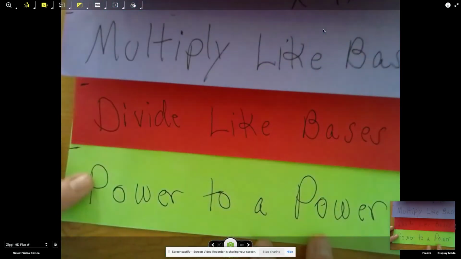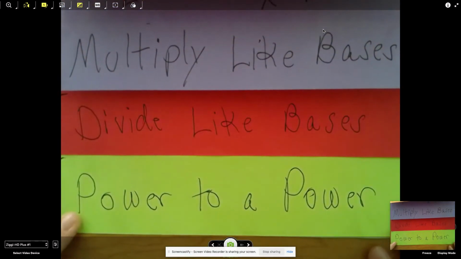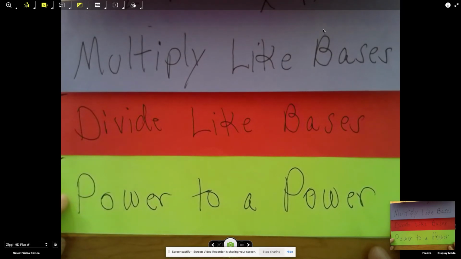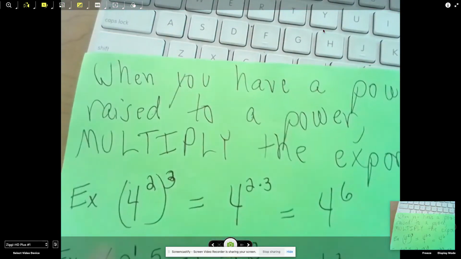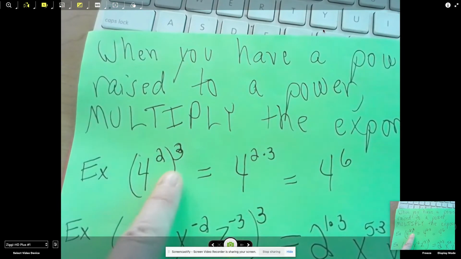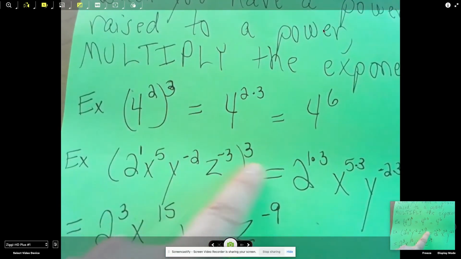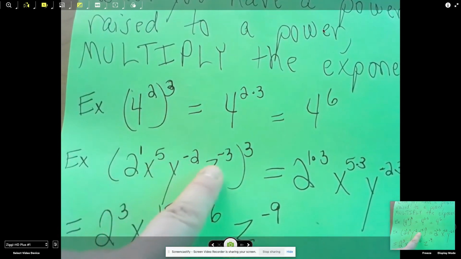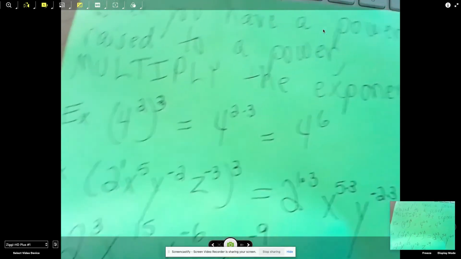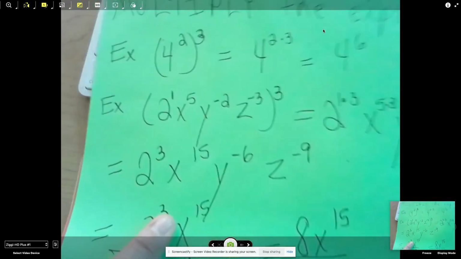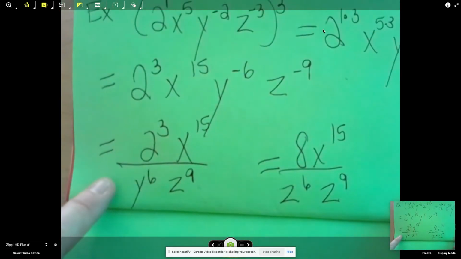Then the last rule we went over is power to a power. Rainey, how do you do a power to a power? You multiply. So when you have another power raised to another power, you have to multiply them, and that's your shortcut. But remember, if you have parentheses, that power of 3 goes to every single base that's in there. So every one of those exponents had to be multiplied by 3. And then if you have any exponents that are negative, you have to end up reciprocating it.